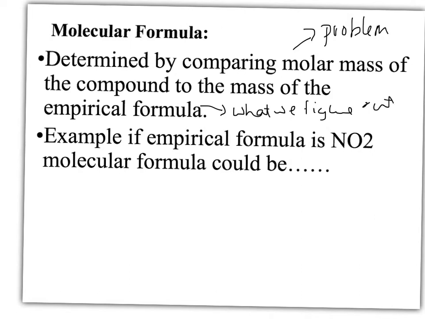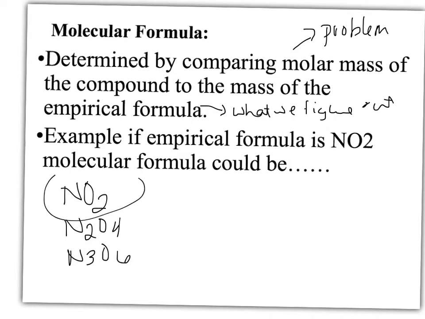Okay, and then I'll show you. For example, if we had an empirical formula of NO2, our molecular formula could be NO2, or it could be N2O4, or it could be N3O6, right? This is our empirical. It could be our molecular. This could be a molecular. This could be molecular. Okay?